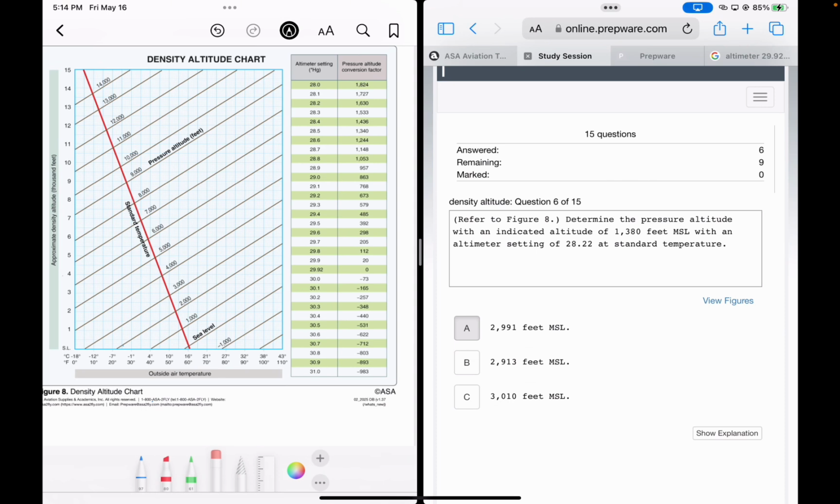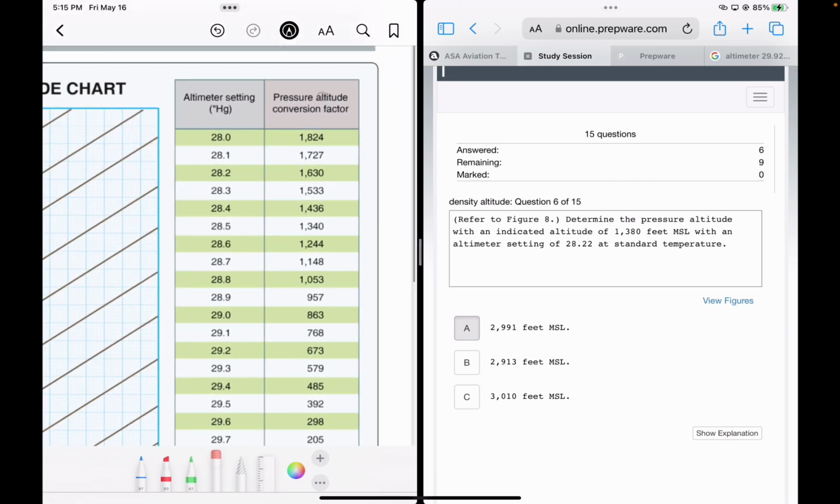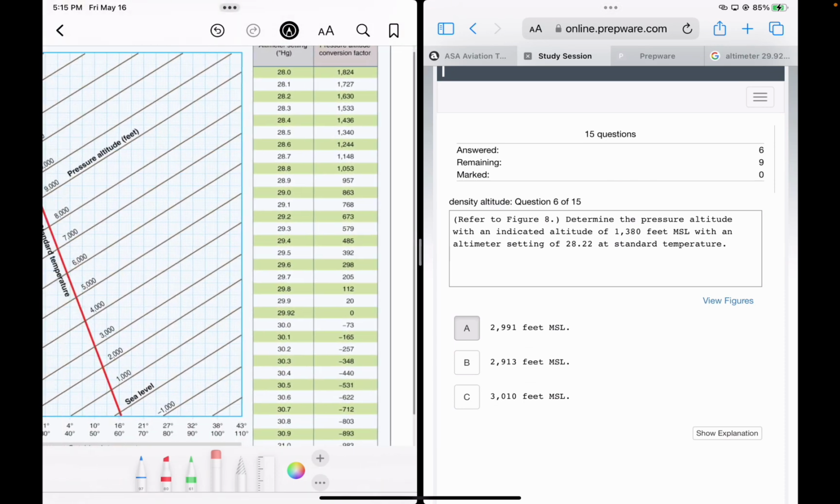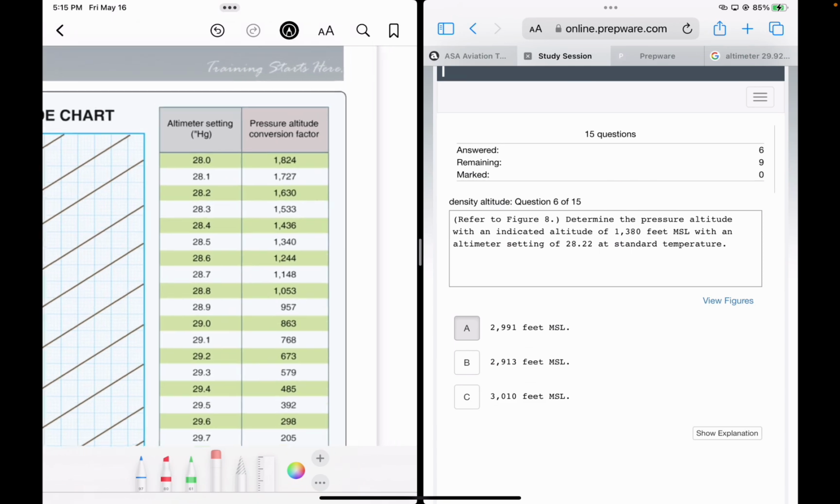Our next question is, determine the pressure altitude with an indicated altitude of 1,380 feet MSL with an altimeter setting of 28.22 at standard temperature. So if you remember, we were going to go over this chart. This is the chart that we are going to use to answer this question.